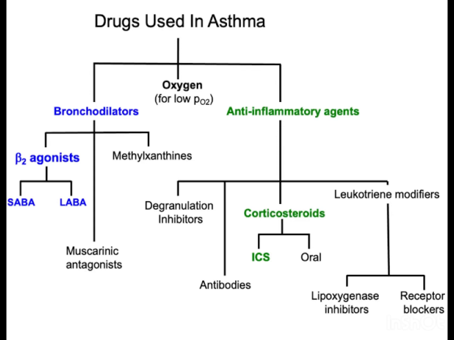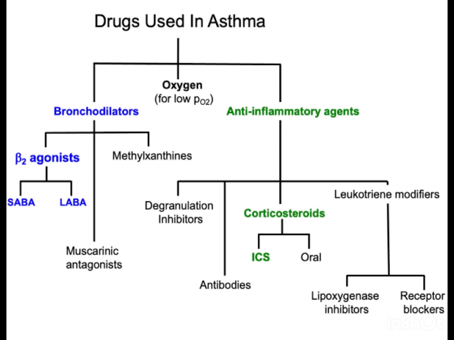These anti-inflammatory agents include degranulation inhibitors, antibodies, corticosteroid therapy, or leukotriene modifiers. Corticosteroids are further classified as inhaled corticosteroids and oral corticosteroids, while the leukotriene modifiers are of two types: either lipoxygenase inhibitor or receptor blocker. Lipoxygenase inhibitor includes zileuton, while the leukotriene receptor antagonists include zafirlukast and montelukast.